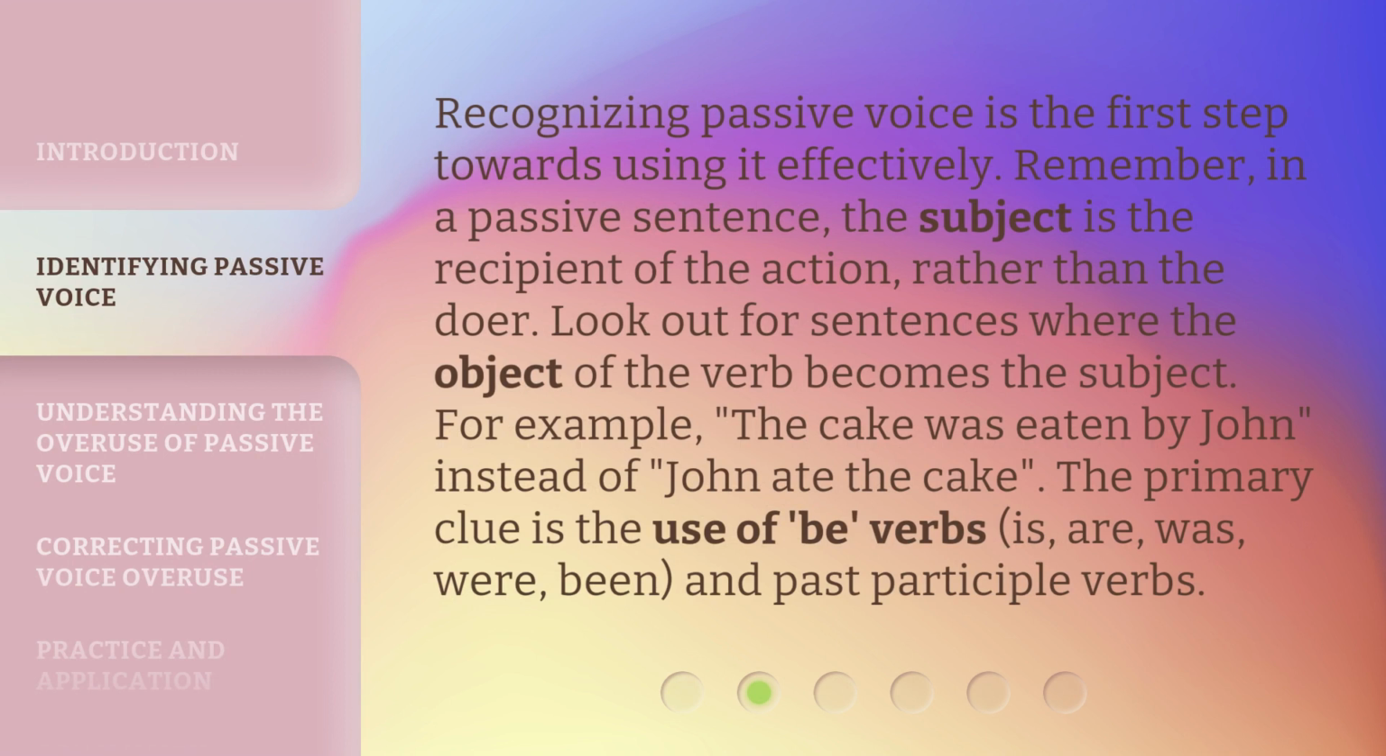Recognizing passive voice is the first step towards using it effectively. Remember, in a passive sentence, the subject is the recipient of the action, rather than the doer. Look out for sentences where the object of the verb becomes the subject. For example, the cake was eaten by John, instead of John ate the cake. The primary clue is the use of be verbs, is, are, was, were, been, and past participle verbs.